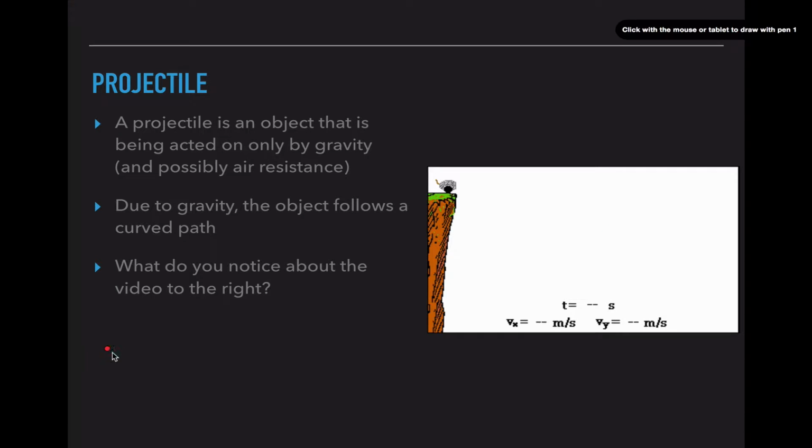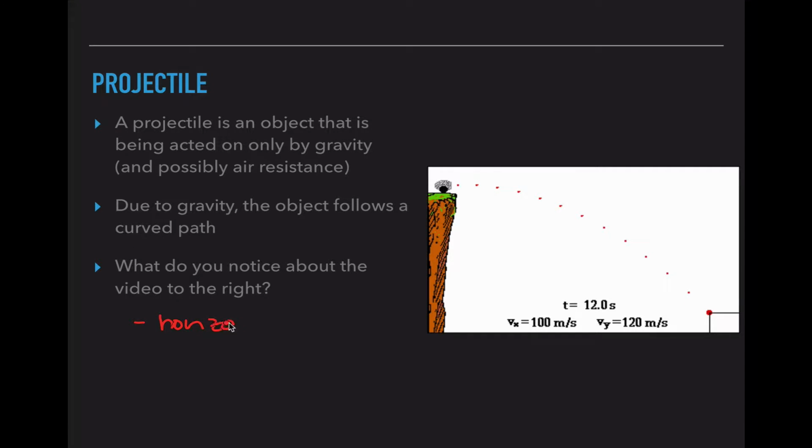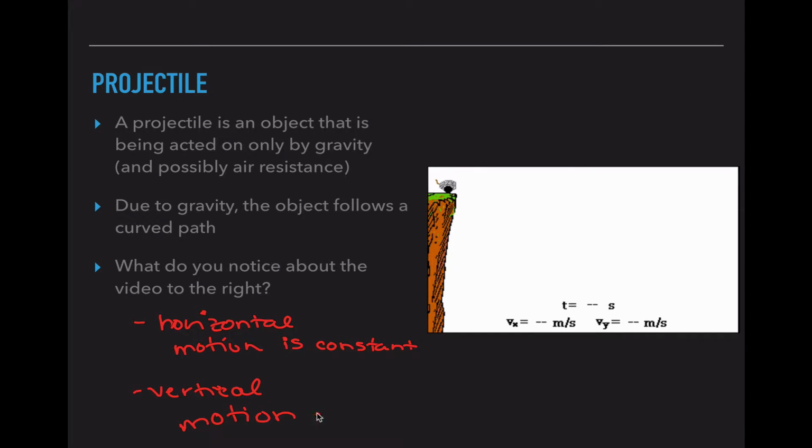So I'm just going to note down here that the things we're noticing is that the horizontal component of motion is constant. And we're noticing that the vertical motion is changing.